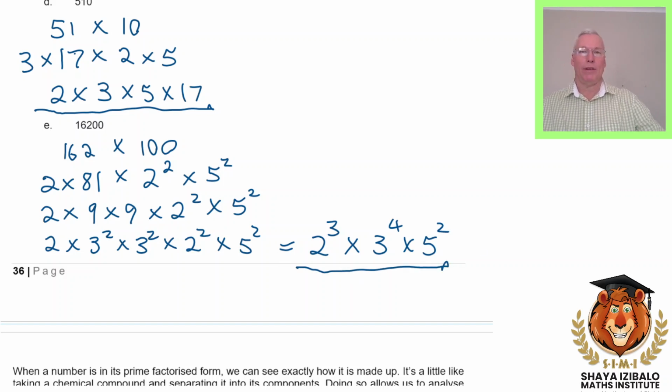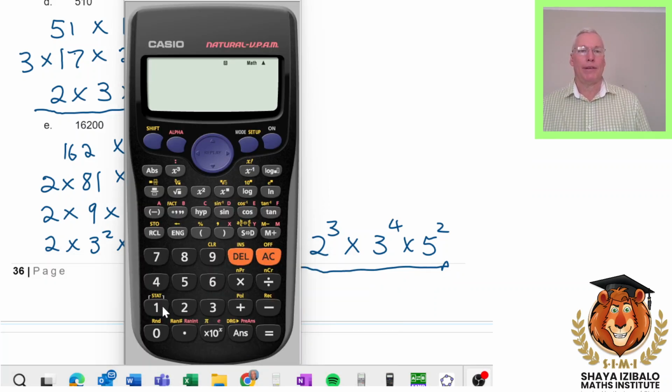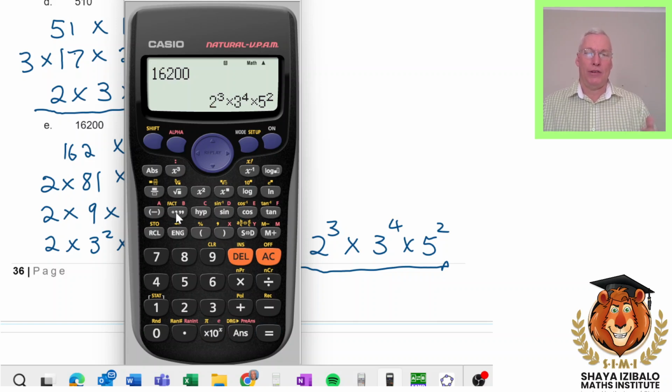Okay, we're going to stop there. Just before we do, we're going to check that answer on a calculator. Okay, 16,200 equals shift fact, and there it is. Okay, there it isn't. I thought I had it wrong, but I didn't have it wrong. I typed it in wrongly. Okay, let's fix that. 16,200. And now we go equals shift fact, and we get 2 multiplied by itself 3 times, 3 2's, 4 3's, and 2 5's.